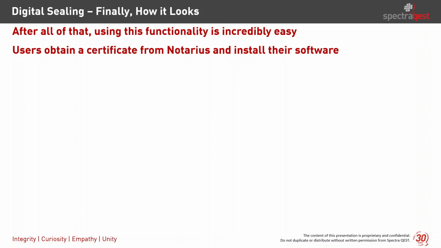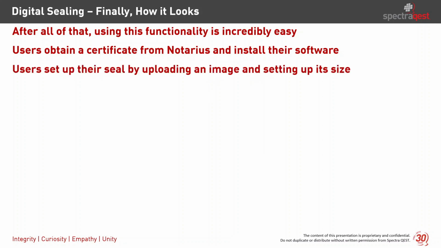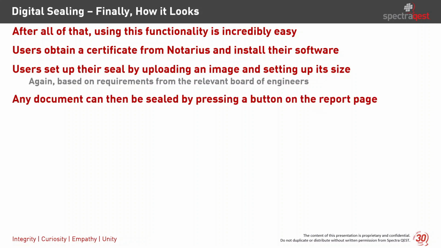Users obtain a certificate from Notarius. They subscribe on their website, go through an identity verification process online using video conferencing, and install their software on their workstation. Then they set up a seal in Construction Hive by uploading an image and setting up its size based on state requirements. And again, this is all based on the requirements of boards of engineers, and we have put presets in state by state to help with that.